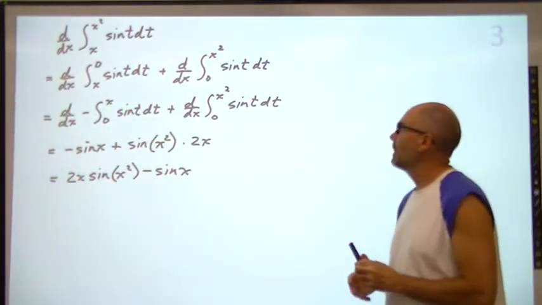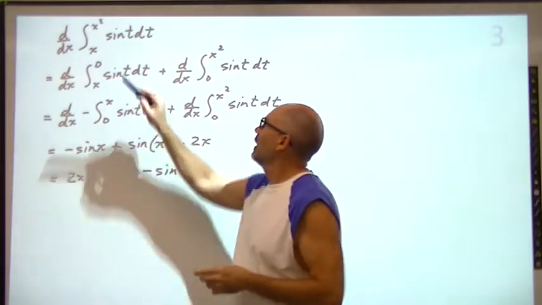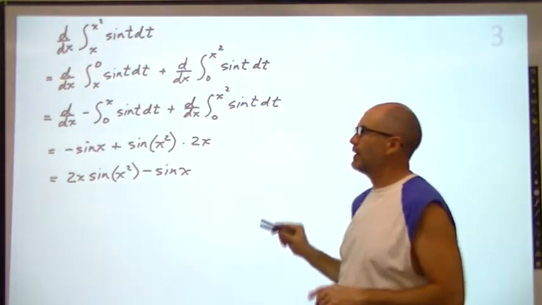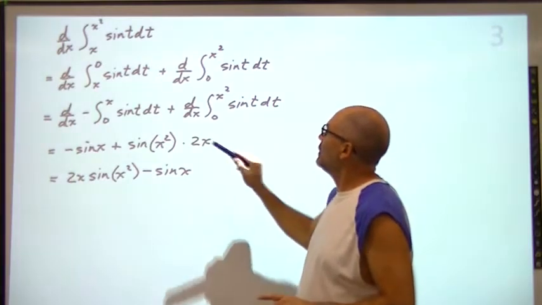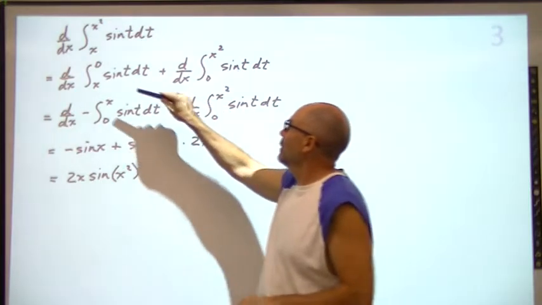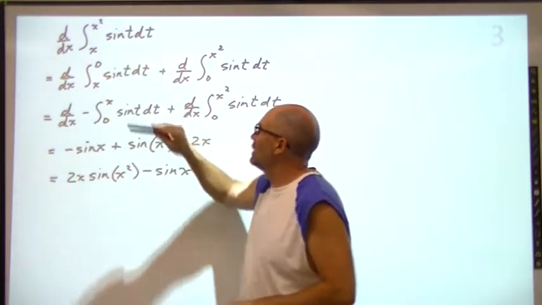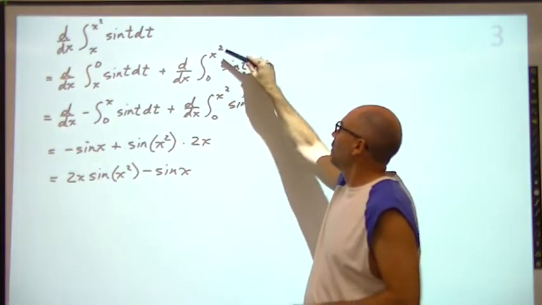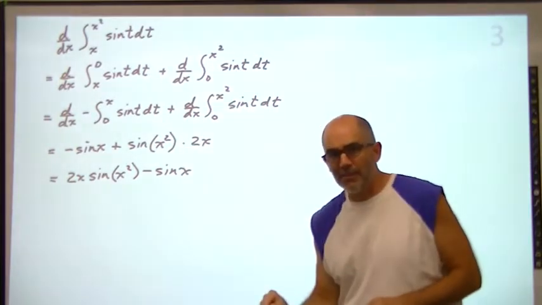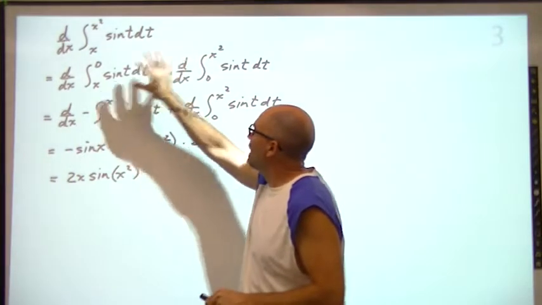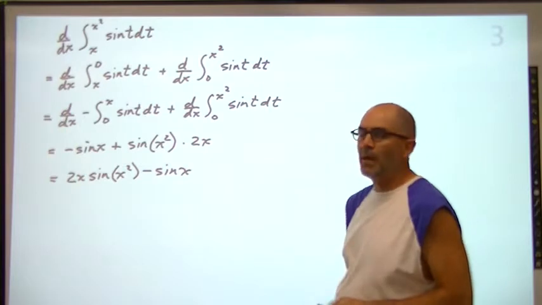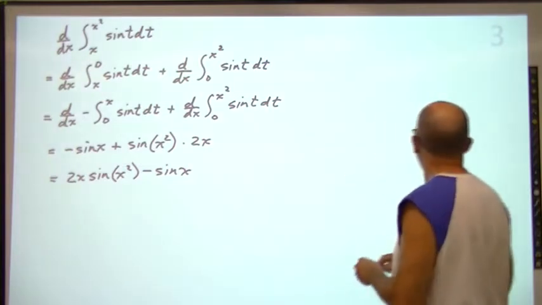So remember, if you have variables on the bottom and top limits, or the lower and upper limits, then you need to split it up into two separate integrals. So it's from x to 0, and then from 0 to x squared. And remember, integrals are sums. So I can break up any integral into two separate sums, and then add them up. Okay.